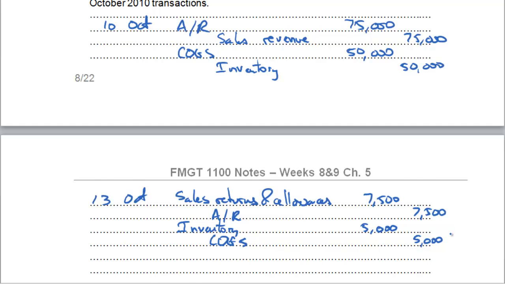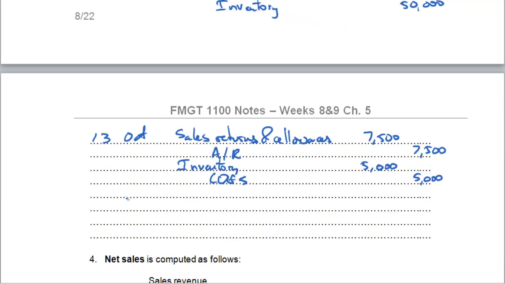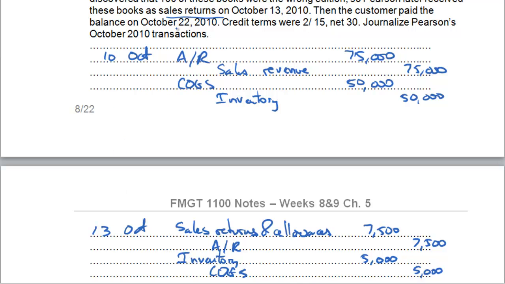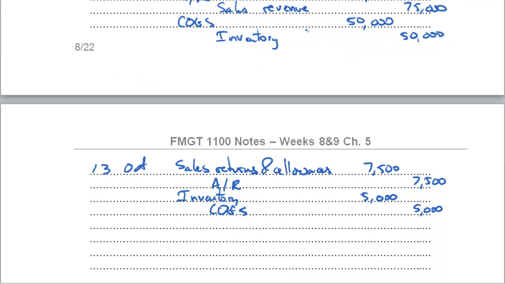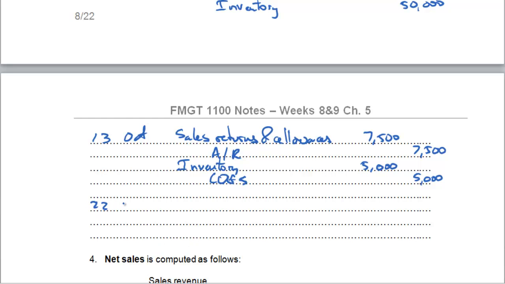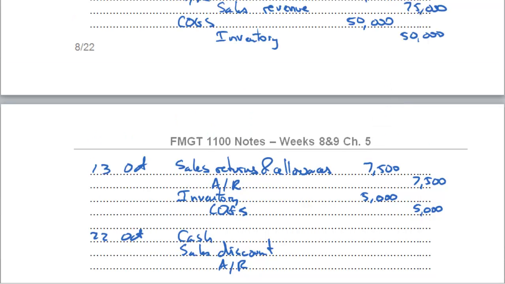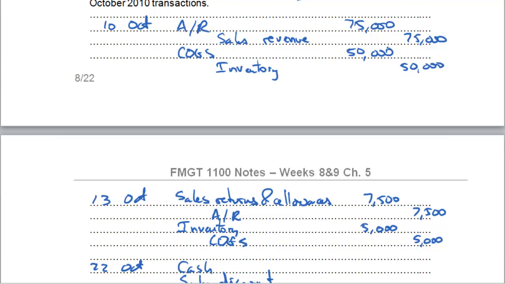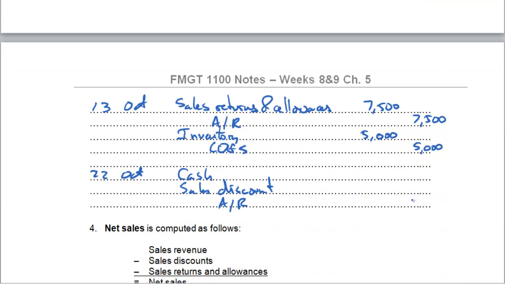Now, the final piece of the puzzle is they get paid. They get paid on the 22nd, and the terms are 2/15, so that's inside the discount period. So on 22 October, they're going to pay cash, there's going to be a sales discount, and we're going to eliminate the accounts receivable. How much is the accounts receivable now? It started out as $75,000, but it's been decreased by $7,500, so the accounts receivable is $67,500.